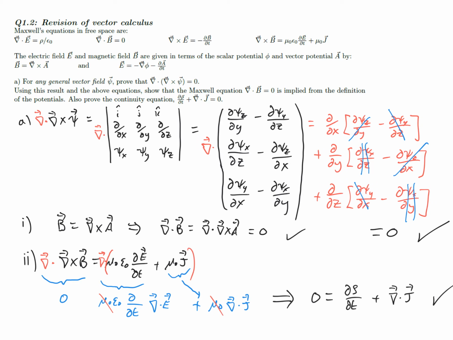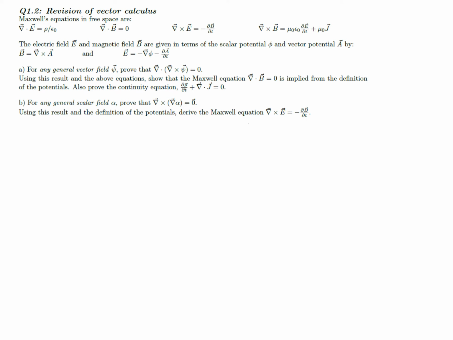So lurking behind this innocuous-looking result that the divergence of the curl is equal to 0, we actually have some nice physics there. Okay, so now let's move on to part B of the question. It says, for any general scalar field alpha, prove that the curl of the gradient is equal to 0. And then we'll use that result to prove something interesting. So how do we do this?